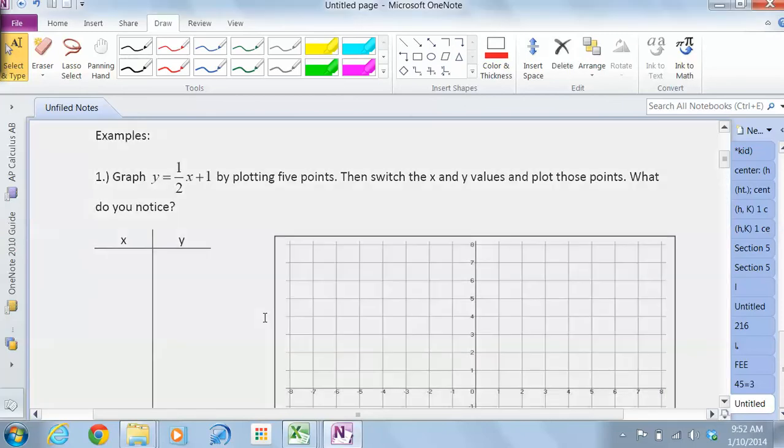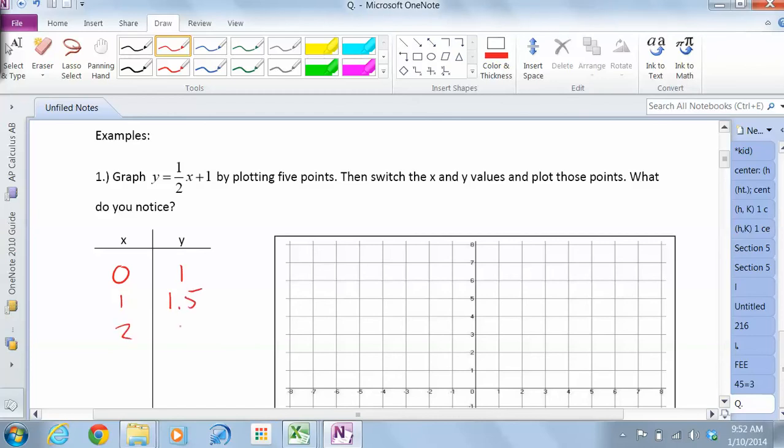So let's say I plug in 0 for x. Of course, y is 1. If I plug in 1 for x, I get 1.5. 2 for x, I get 2. If I plug in -1 for x, I should get 0.5. And -2 for x, I should get 0. So -2, 0, -1, 0.5, 0, 1, 1, 1.5, and then 2, 2.